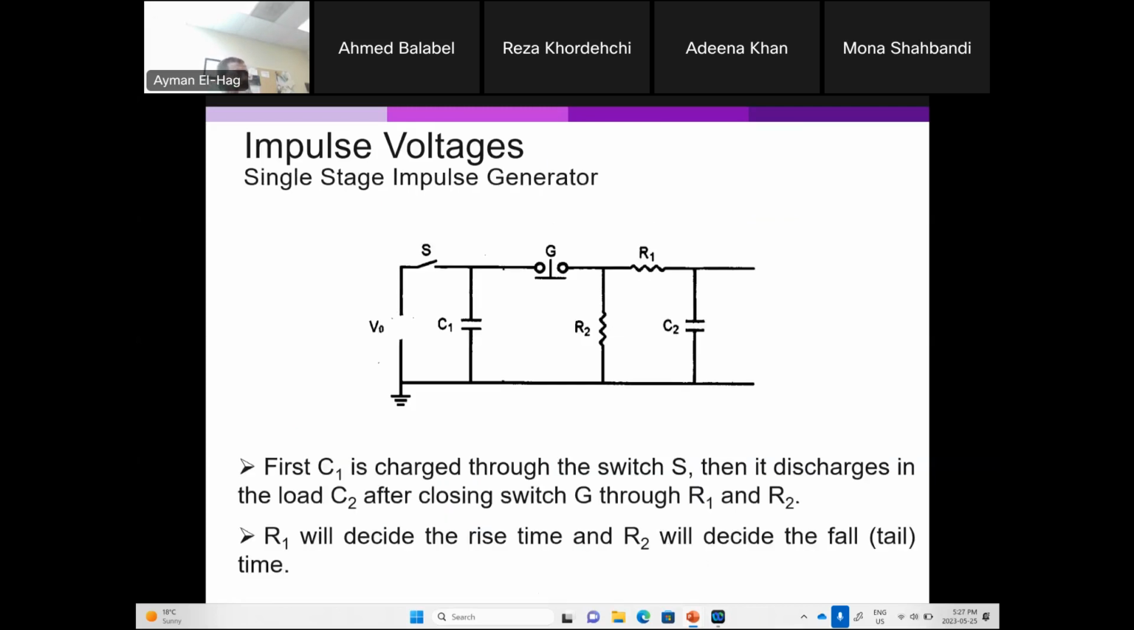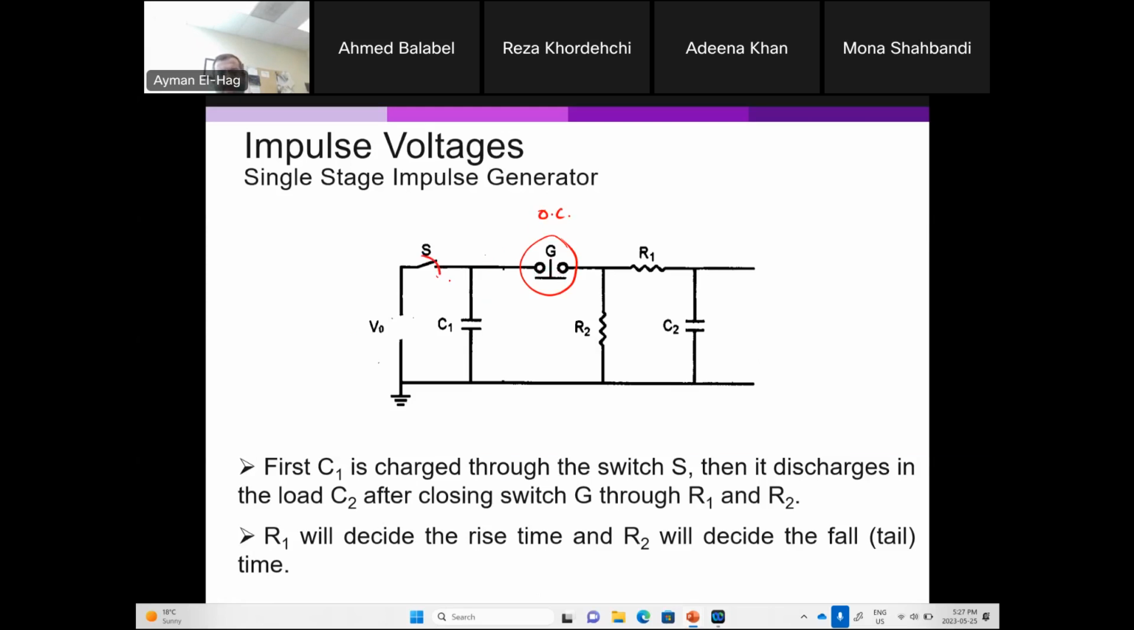Now, the final thing we want to talk about today is how to design the generator. We talked about transformers for AC, DC supplies, and now the impulse generator. This is a one-stage generator. Basically, this is an air gap switch. It's not a switch that you close and open by yourself. This is an air gap that will break down and connect the circuit. At the beginning, this will be an open circuit.